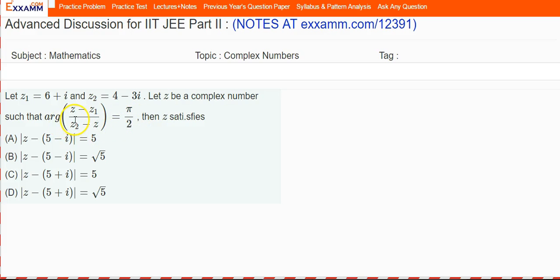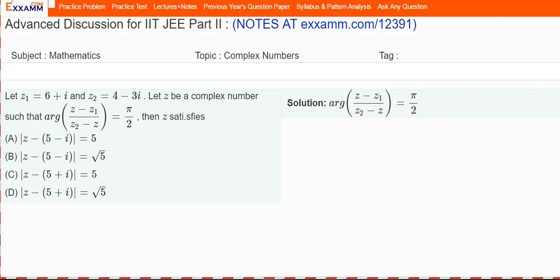We know whenever the argument of this type of transformation is equal to a constant, say an angle alpha, which is between 0 to pi, in all such cases the result is a circle. So here let us start this problem by saying that argument of (Z minus Z1) upon (Z2 minus Z) is equal to pi by 2.